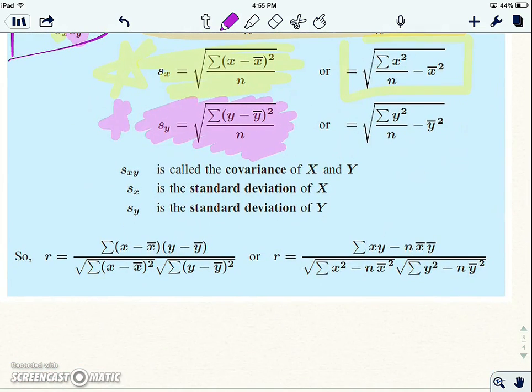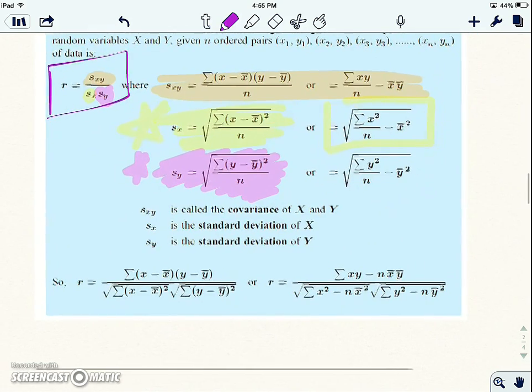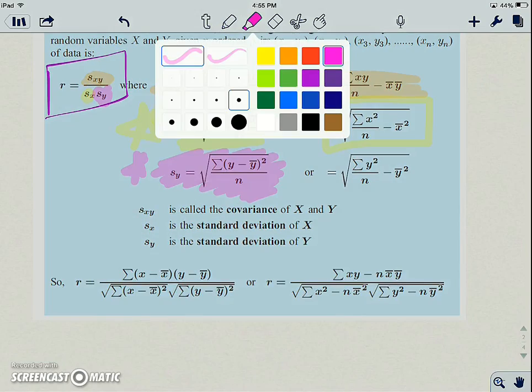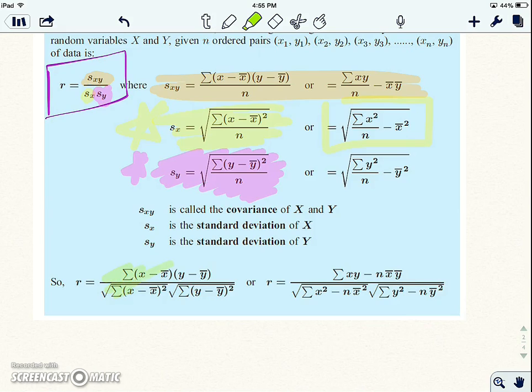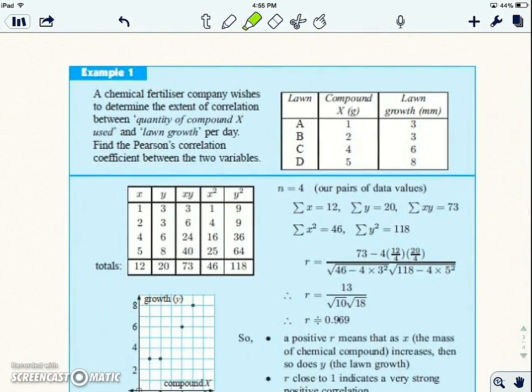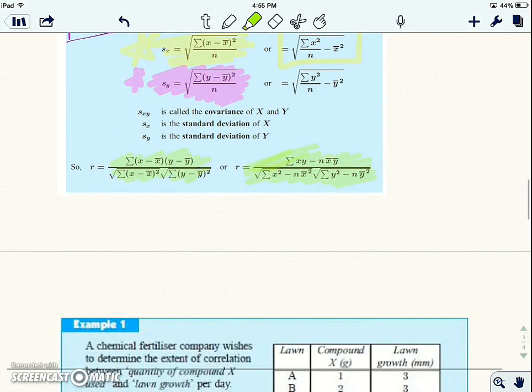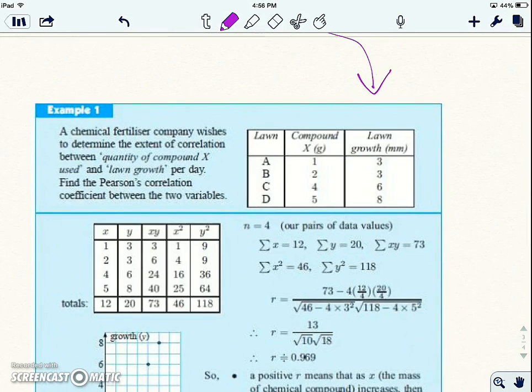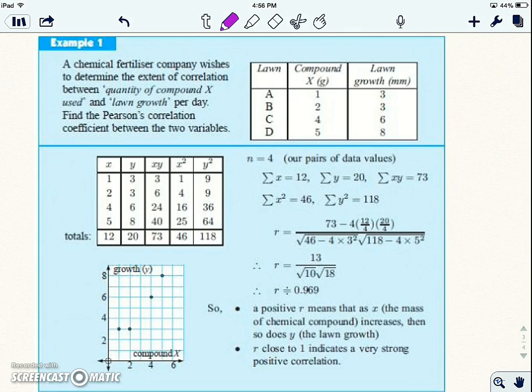If not, however, you could also put those pieces together and use either this formula or this formula. Okay, so let's talk about that. Here is an example using, looks like they're using this formula, okay? And we'll do this once, just in case you need it. A chemical fertilizer company wishes to determine the extent of correlation between the quantity of compound X used and lawn growth per day.